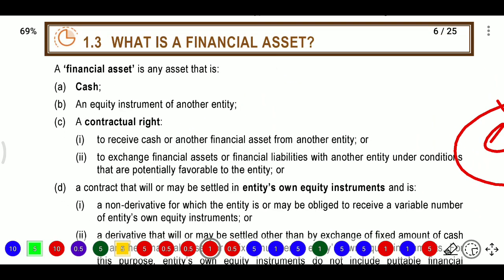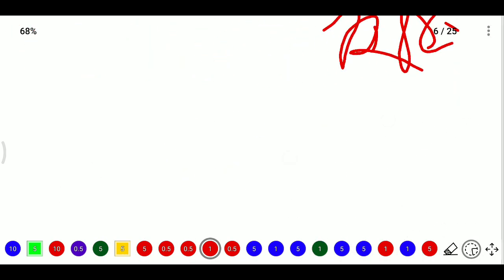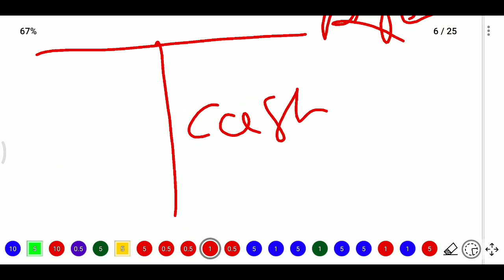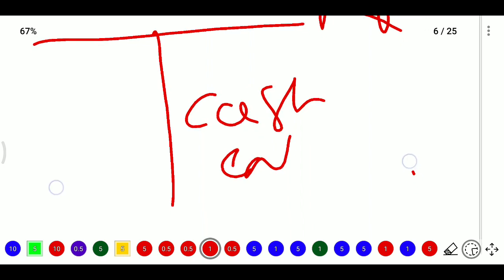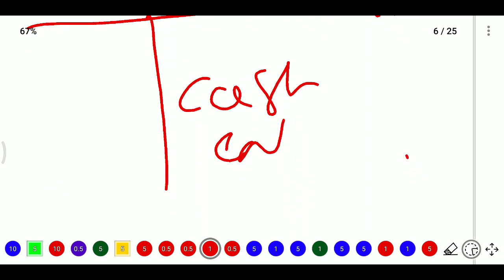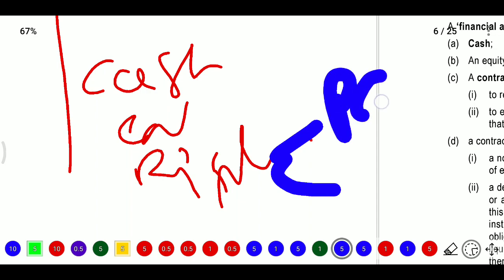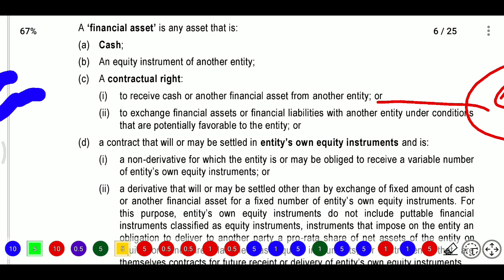Now we should know about financial assets. What is there on the asset side of the balance sheet? We will start with cash, which is the first item. If you have invested in any equity instruments, that also comes under financial assets. If you have any contractual right, that also comes in. A contractual right means a right to get cash, or a right to receive another financial asset. If you have any derivative contracts, they come under financial assets only.